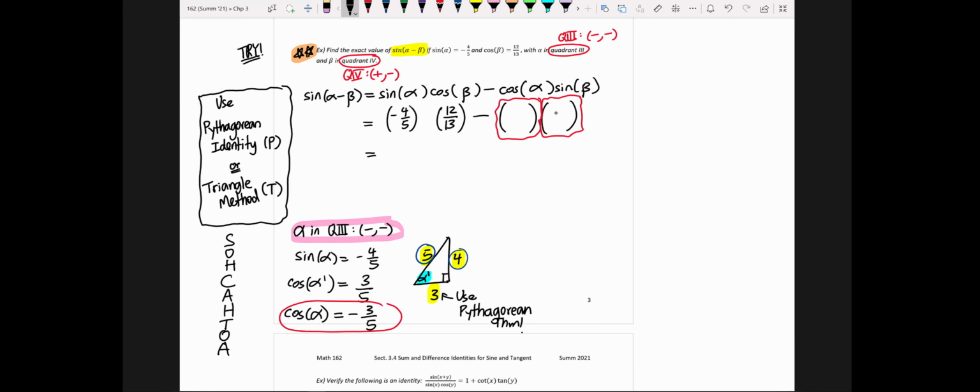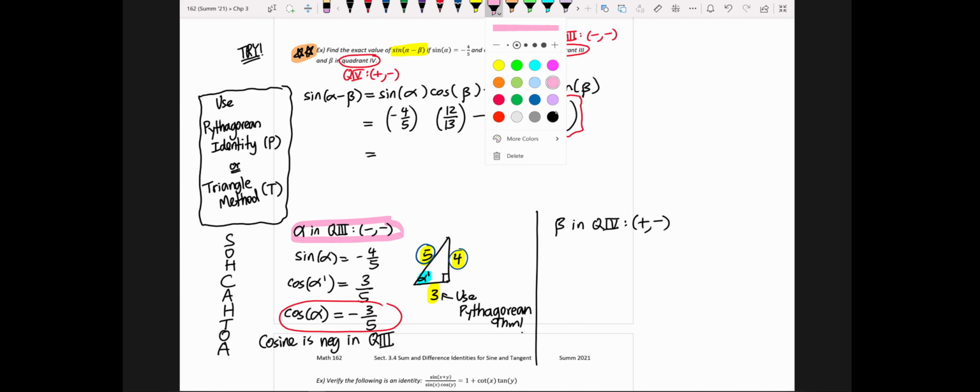So we'll write here, cosine is negative in quad 3. In quad 3, both sine and cosine are negative because the x and y coordinates are both negative. Our beta value is in quadrant 4. So beta in quad 4. And in quadrant 4, x is positive, y is negative.